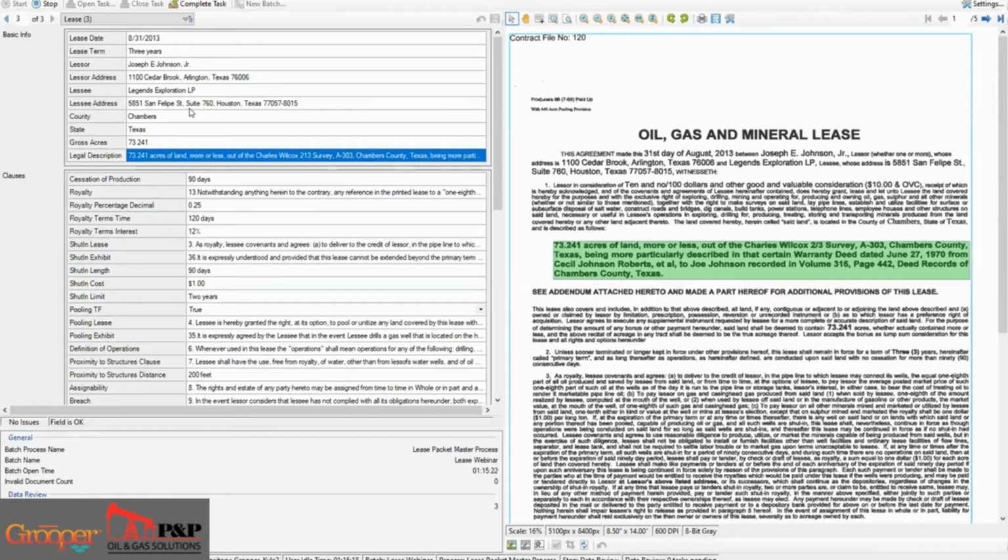So for example, I was looking at a lease last week where it was recorded in one county, but the legal description was in a different county. That's something that Grooper could catch and flag for us and let us know, hey, this got recorded in the wrong county. We need to send it off for recording in the correct county. So that kind of inter-document data validation is what I'm talking about.